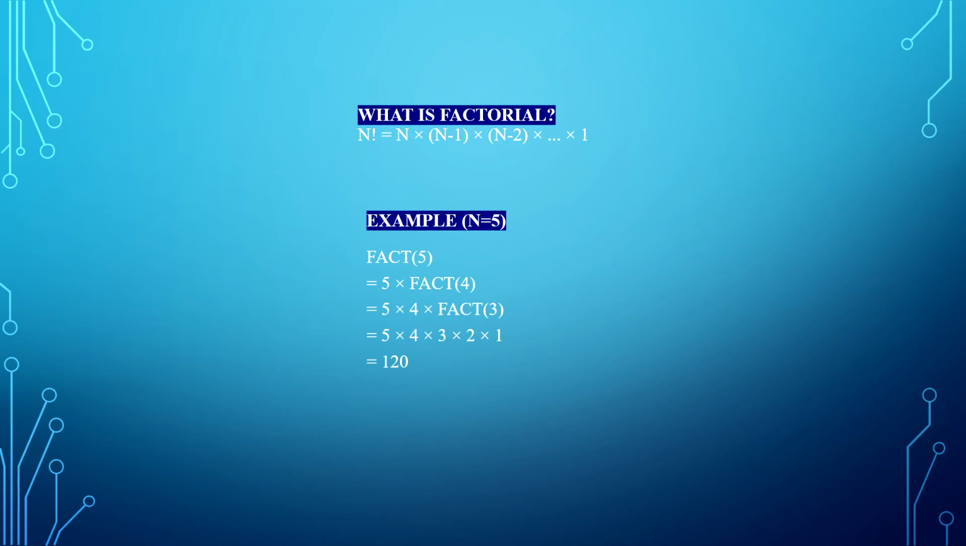Now I will explain factorial. Factorial means multiplying a number with all smaller numbers until 1. For example, 5 factorial equals 5 multiplied by 4 multiplied by 3 multiplied by 2 multiplied by 1. The result is 120.